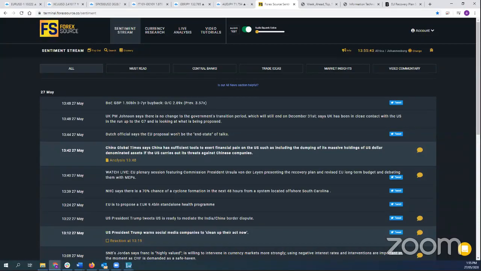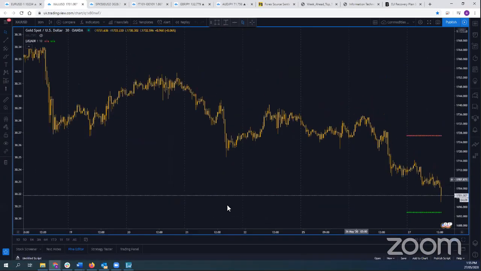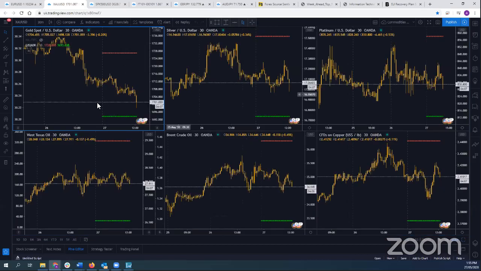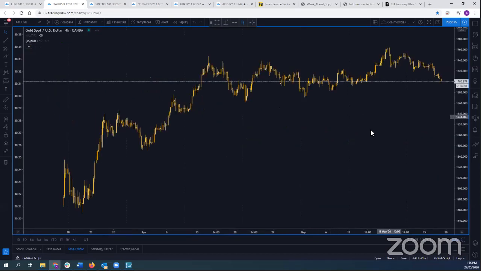Okay, a quick question here on gold. What's my opinion on gold? You've just joined, so I don't know if it's been discussed. We haven't discussed gold yet. From a purely fundamental point of view, I am still definitely a bull on gold. I think there are lots of factors currently supporting gold.